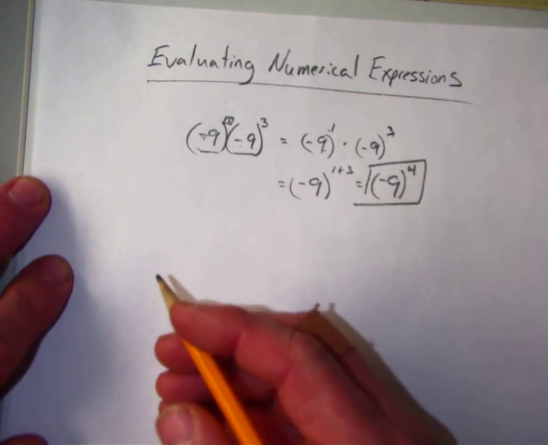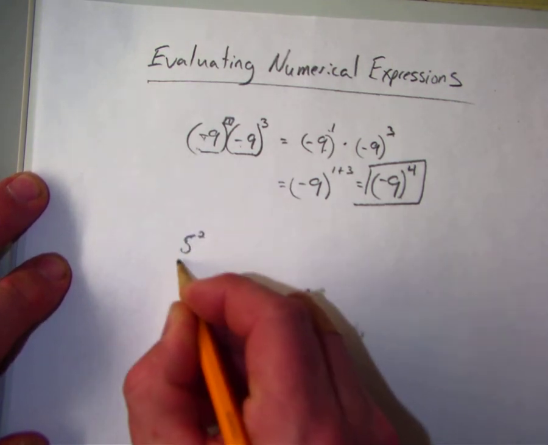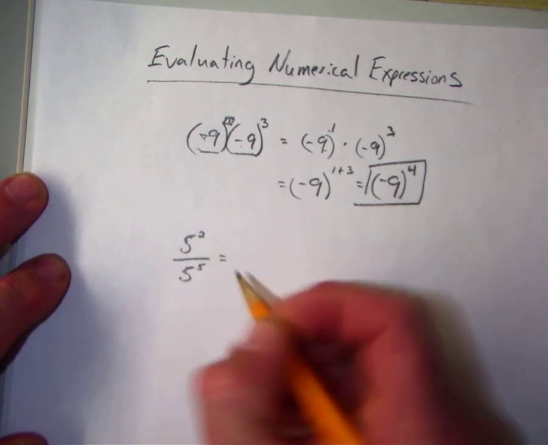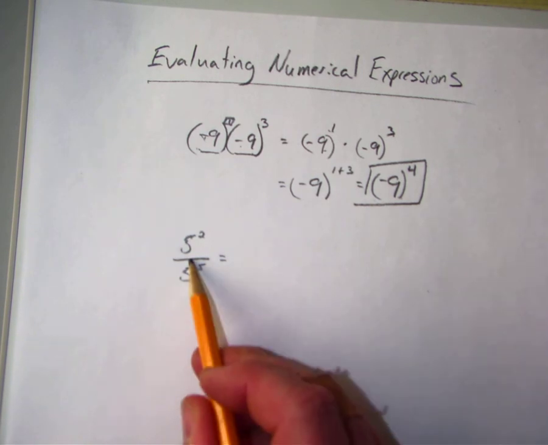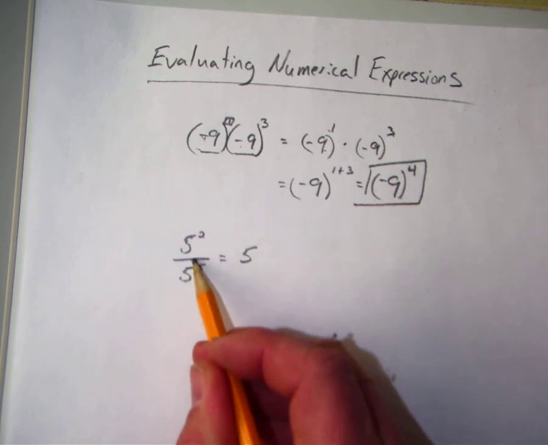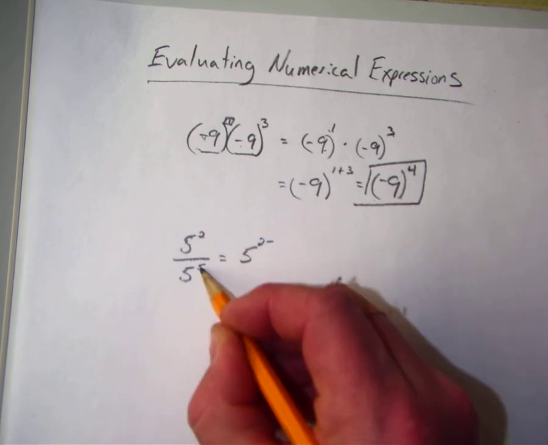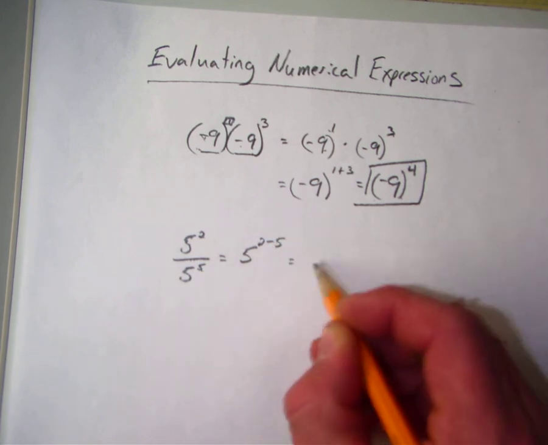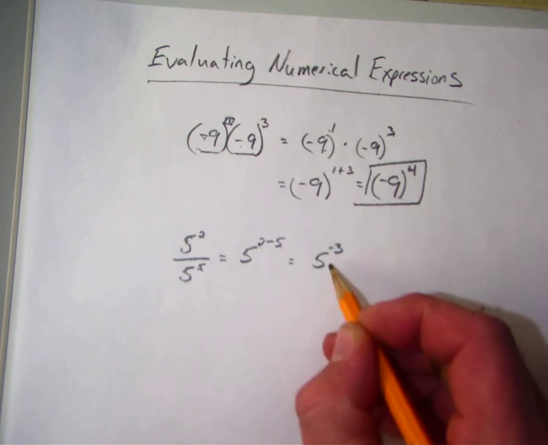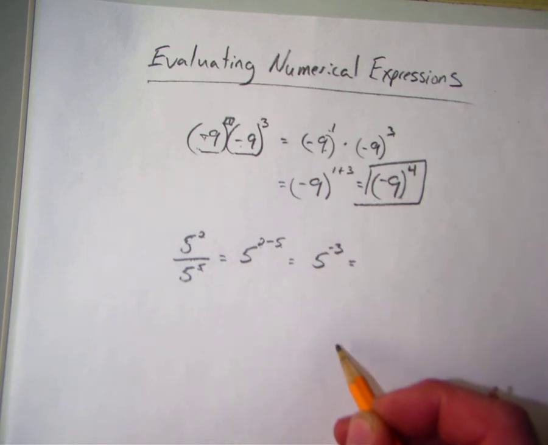Let's do another example. Let's do 5 squared divided by 5 to the fifth power. Notice I'm dividing and the bases are the same, so that means I can keep the base. Now since I'm dividing, I subtract the exponent. So I take the numerator exponent minus the denominator exponent. So then 2 minus 5 is negative 3. You cannot leave your answers with negative exponents. So that means I have to rewrite this with a positive exponent.